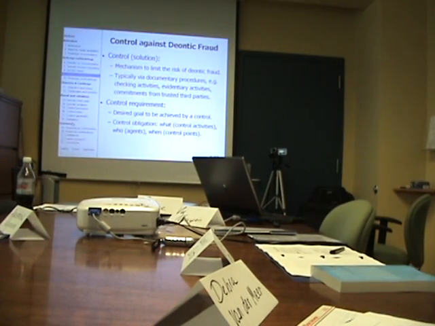Let me give you an example and you'll see the difference. The control requirement is that there should be documentary evidence when the seller delivers goods to the carrier. There should be documentary evidence.